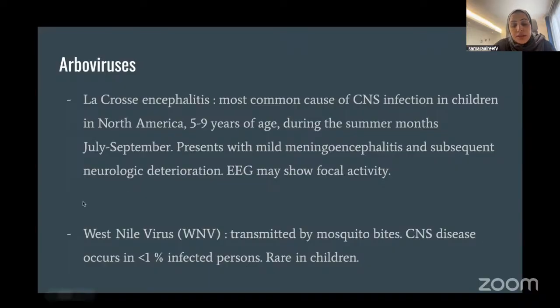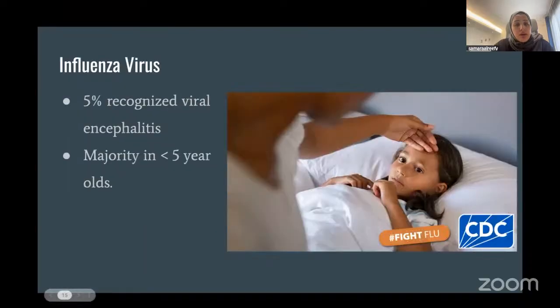West Nile virus is transmitted by mosquito bites, and it can cause CNS disease in less than 1% of infected persons. It is rare in children, so it is a disease of adulthood. Influenza virus is one of the recognized causes of viral encephalitis. It can be seen in 5% of cases, and the majority are in infants and children less than 5 years of age.